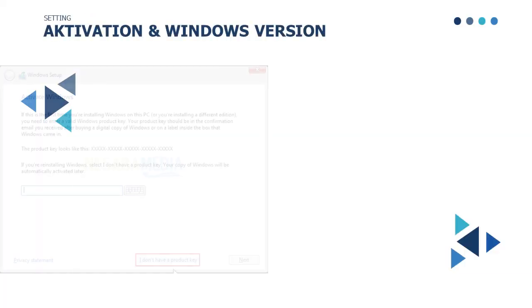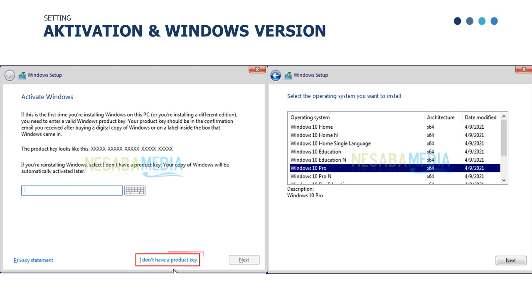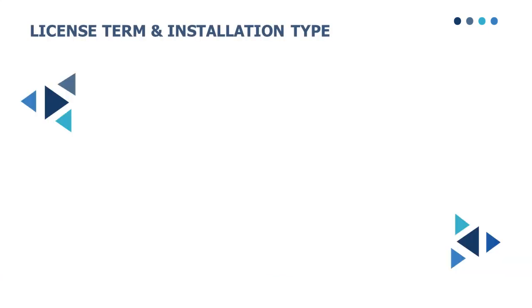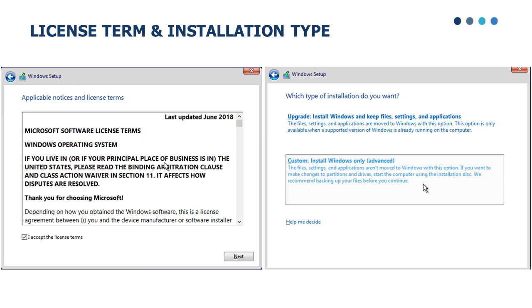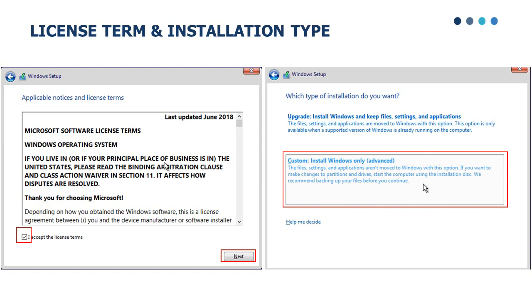Now we go to Windows activation. Fill in the serial number for Windows activation. If you don't have it, then click I don't have a product key. Then click Next. Select the version of Windows 10. Then click Next. In the next menu, check I accept the license terms. Then click Next. On the installation type menu, choose Custom: Install Windows only (advanced).